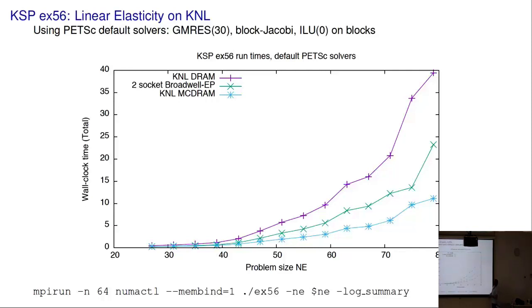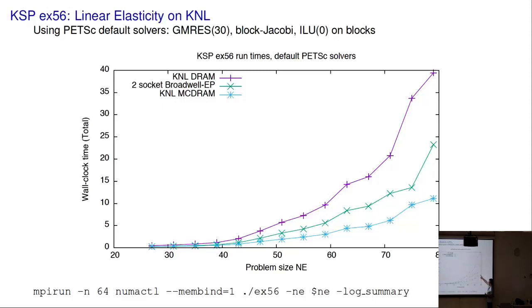And I compare it against, let's see, this is a standard Xeon. This is a Broadwell Xeon machine. And then KNL, where I'm running with everything in DRAM, which is the slow stuff, or everything in this 16 gigabyte MCDRAM. And this is lower is better on here, because this is wall clock time.